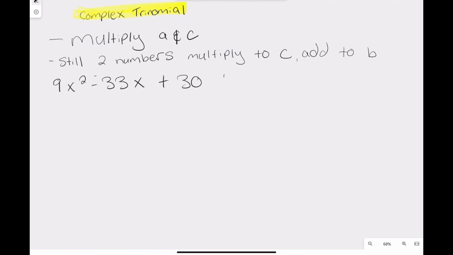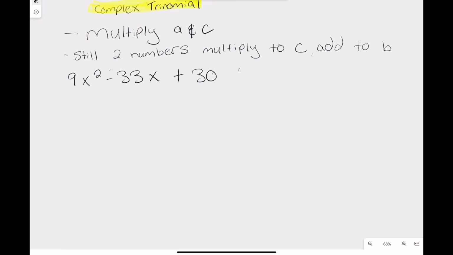Now, with complex trinomials, we're going to do an extra step. And we're going to multiply the a and the c values, but we're still going to find two numbers that multiply to c and add to b. Now, what is important to note about this example, 9x squared minus 33x plus 30, is that they're all divisible by 3 initially. So we're going to take out that 3, and this is something you should check for whenever you're doing factoring problems. And then again, we're going to just see what's left over and how can we go from 3 to whichever term is in the problem.